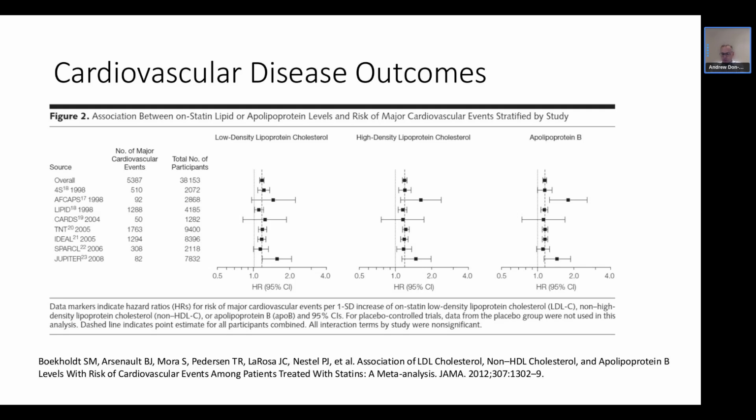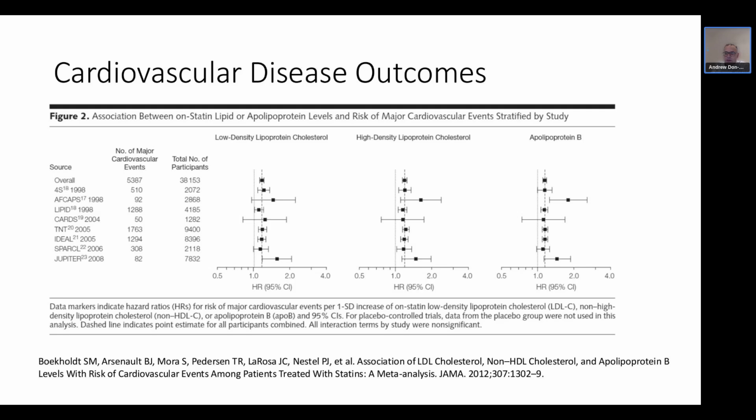I'm going to give you a little bit of information on cardiovascular disease outcomes. Hopefully this is large enough for people to see, but this slide is taken from a meta-analysis that was published in 2012, and it is focused on the statin trials, so people who were randomized to statins or placebo. There are 7 trials in this meta-analysis.